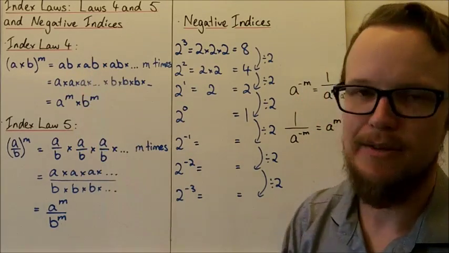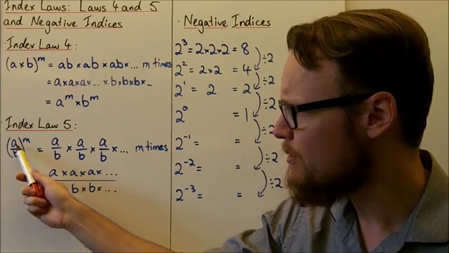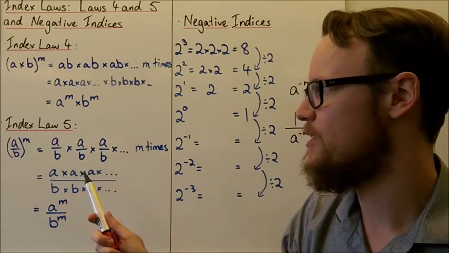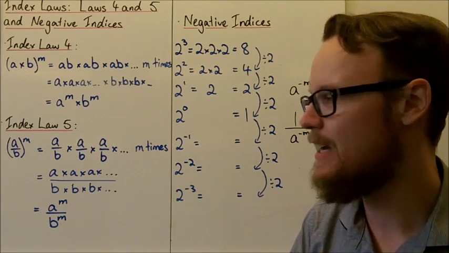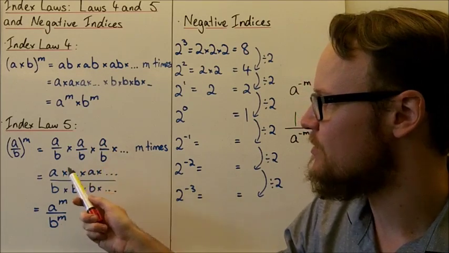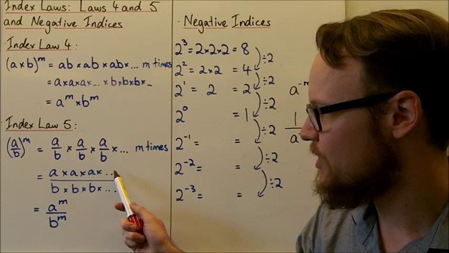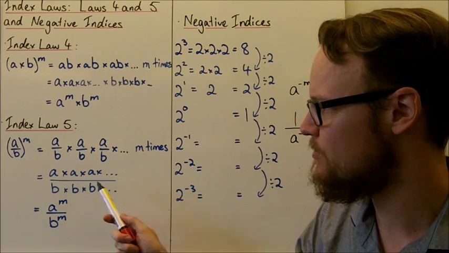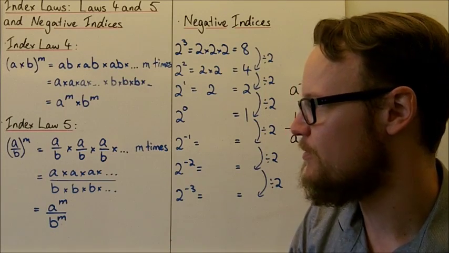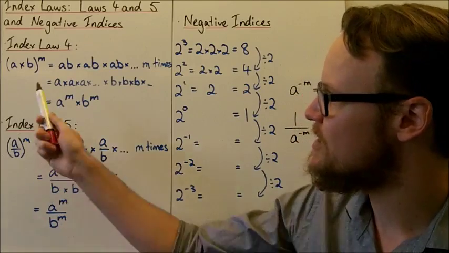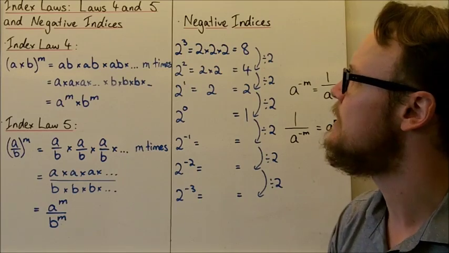Index law 5 is very similar to index law 4, except it involves division or a fraction. So here we've got a divided by b, all raised to the power of m. That's a divided by b times a divided by b times a divided by b, etc., m times. So we have a times a on the top and b times b on the bottom: a multiplied by itself m times and b multiplied by itself m times. So that's just a to the power of m divided by b to the power of m. It's exactly the same kind of expanding out idea, and this is where these index laws come from.